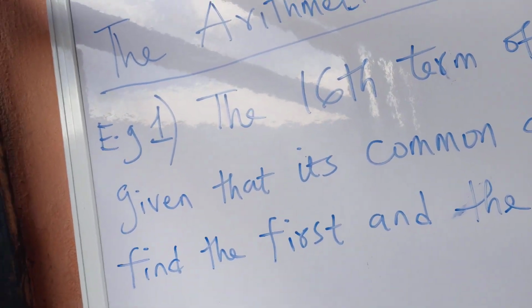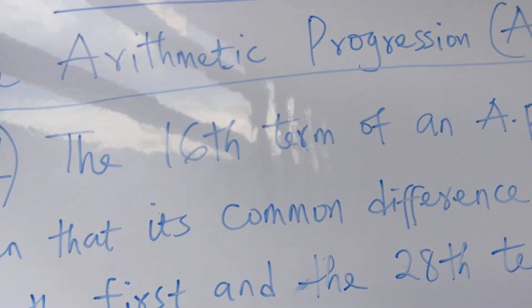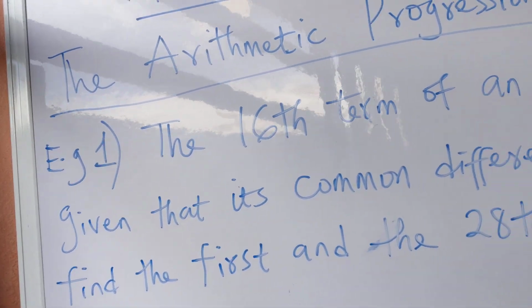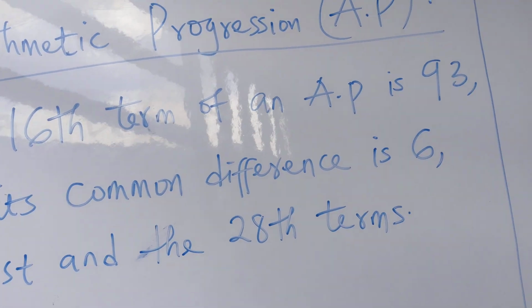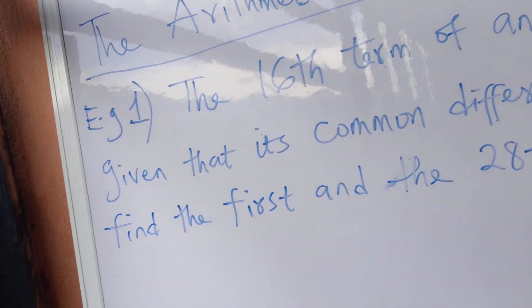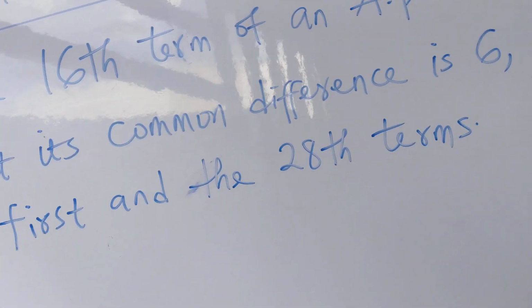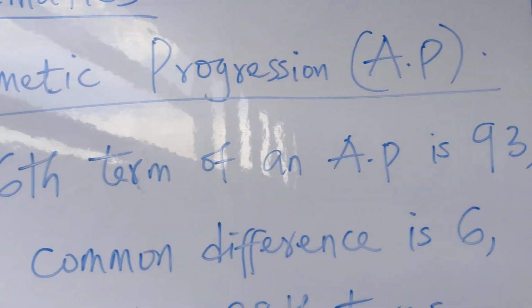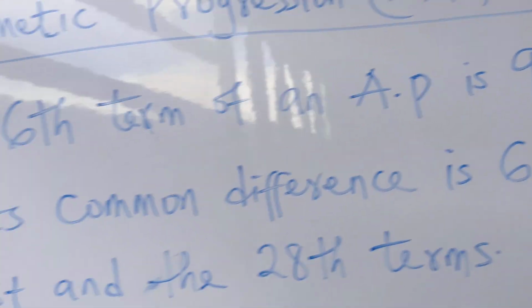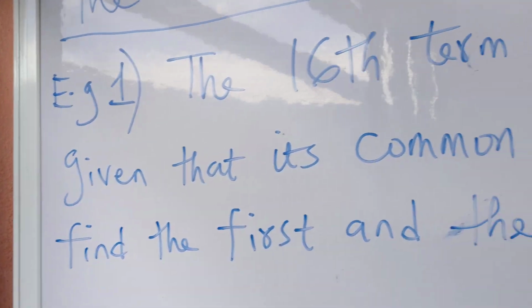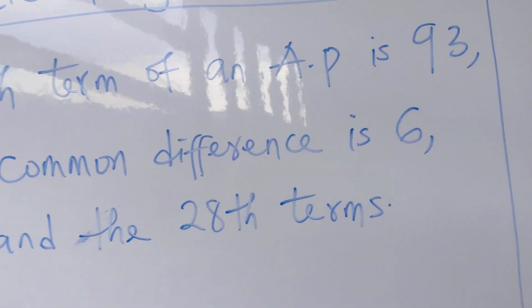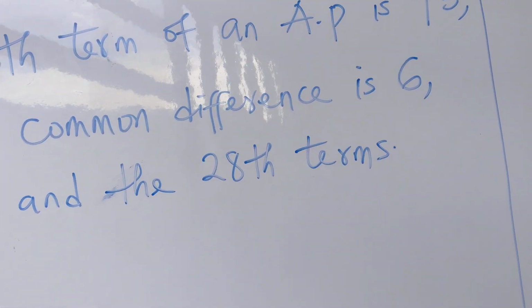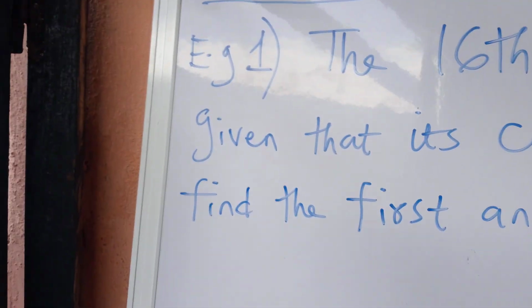We have a question on the board. It says the 16th term of an AP is 93. Given that its common difference is 6, find the first and the 28th terms. I repeat, the 16th term of an AP is 93. Given that its common difference is 6, find the first and the 28th terms. Now let's look at that question.